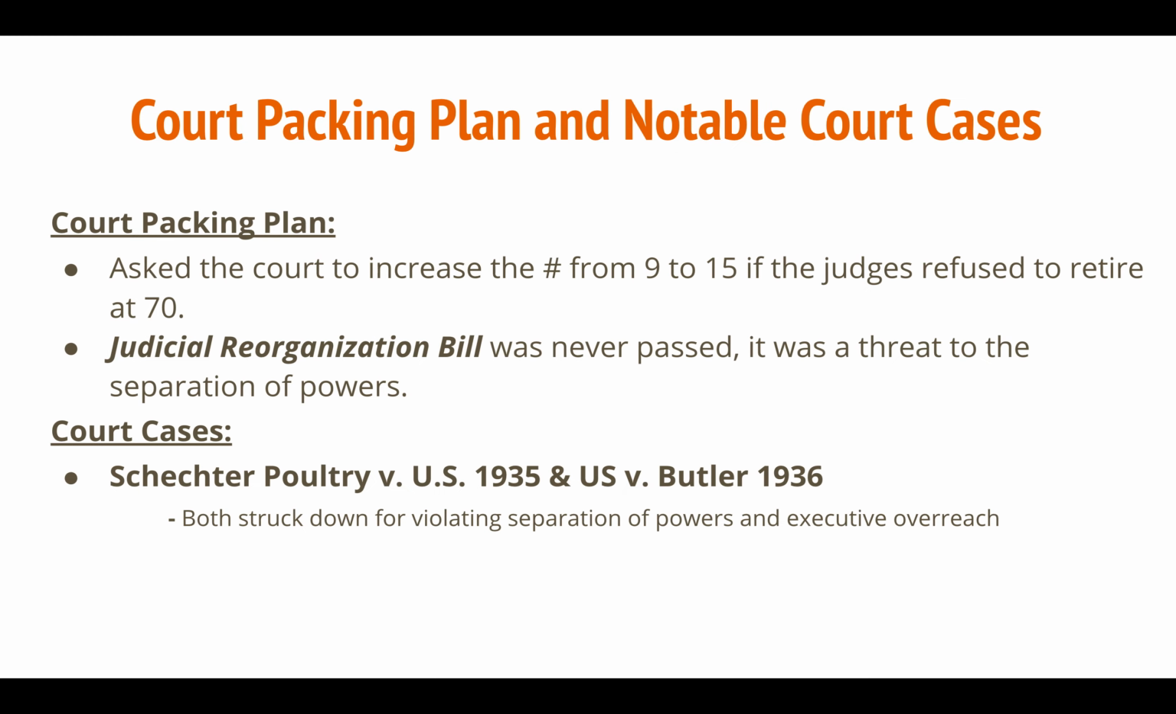He was a crafty fellow, FDR. A lot of his New Deal policies were rejected because a lot of people felt that he overstepped his boundary. So what did he try to do? He tried to add more people to the Supreme Court. He tried to raise the number from 9 to 15. He also tried to incorporate a retirement age at 70 years old. It was known as the Judicial Reorganization Bill, but it was rejected. It was a threat to separation of powers.